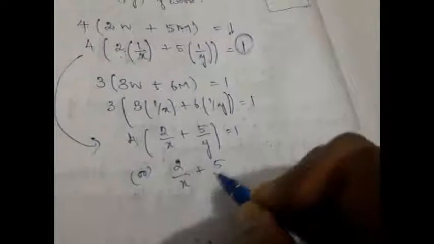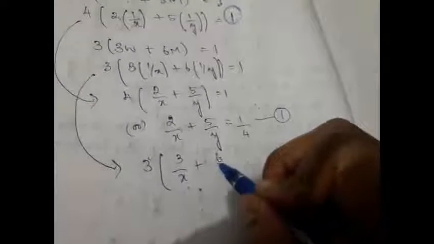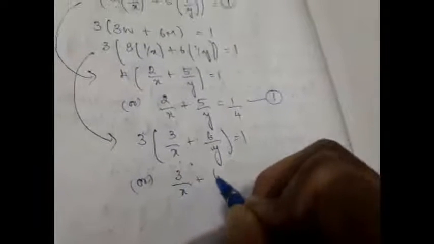Now, we will simplify it and bring it to our form. What will happen if I simplify this? 4 into (2 by x plus 5 by y) equals 1, or 2 by x plus 5 by y equals 1 by 4. This is our first equation. Then what will be our second equation? 3 into (3 by x plus 6 by y) equals 1, or 3 by x plus 6 by y equals 1 by 3. This is our second equation.